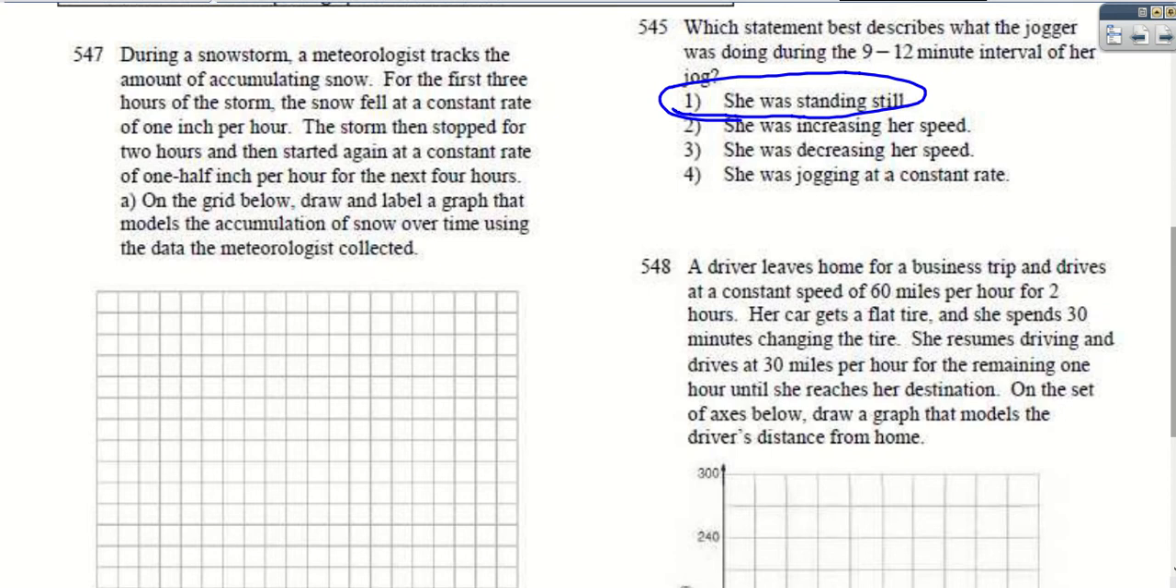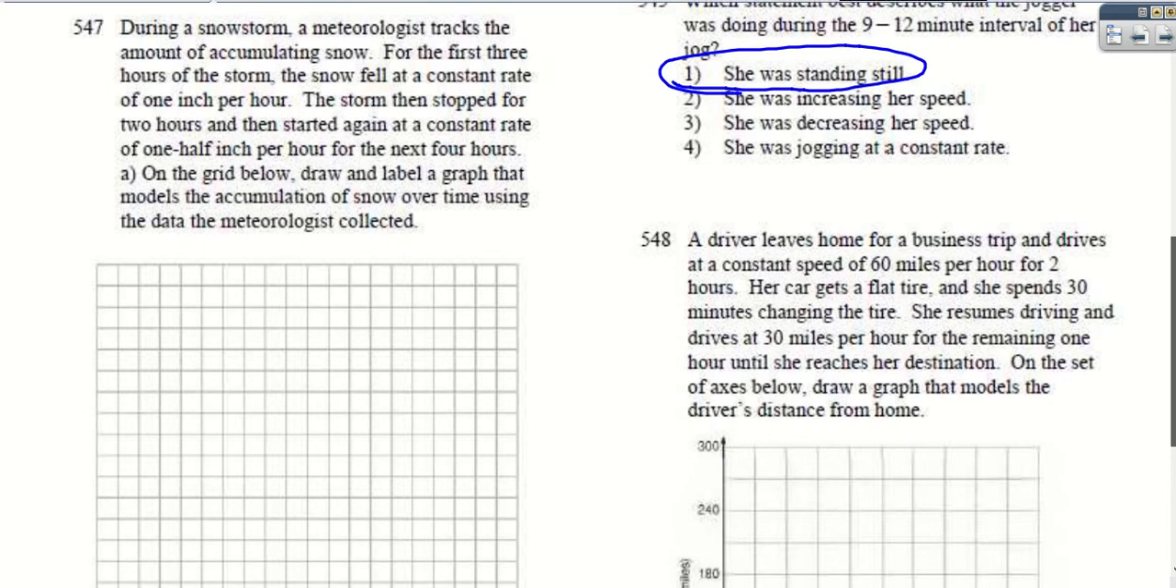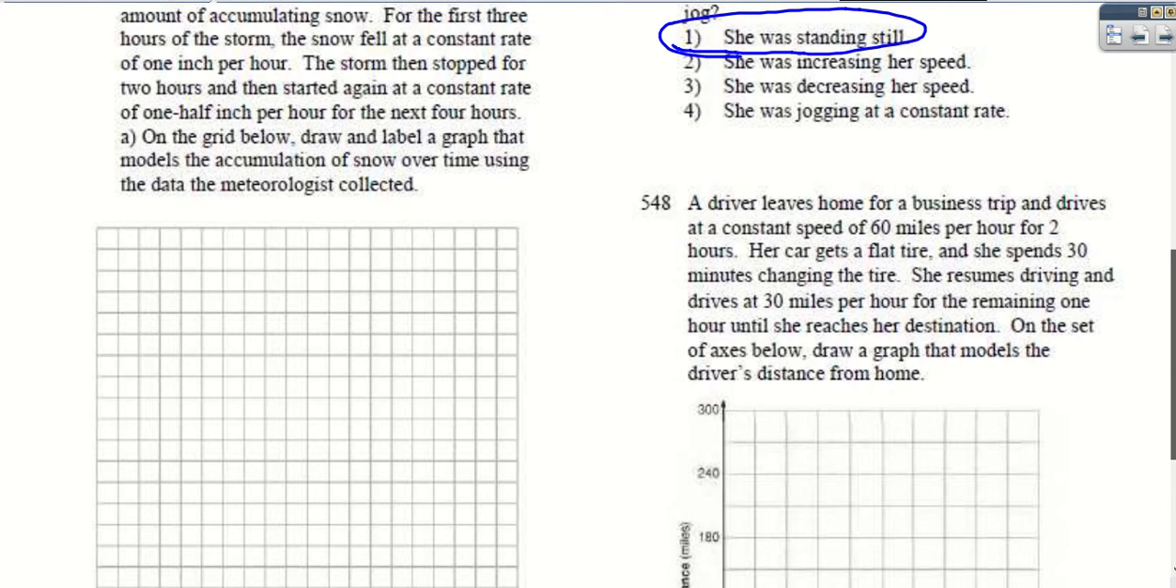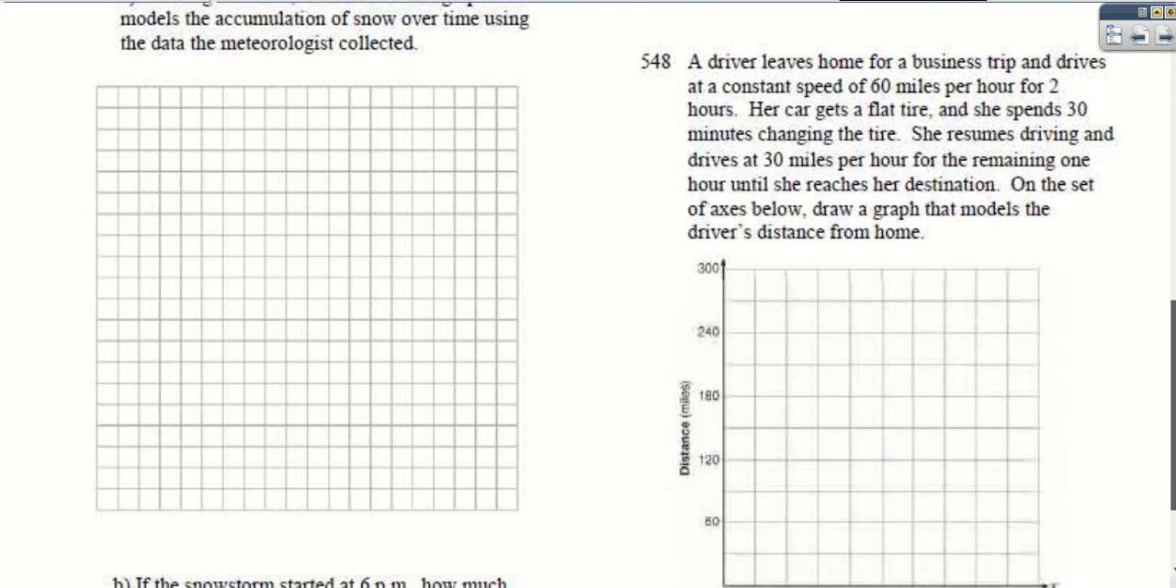During a snowstorm, a meteorologist tracks the amount of accumulation of snow. For the first 3 hours of the storm, the snow fell at a constant rate of 1 inch per hour. The storm then stopped for 2 hours and started again at a constant rate of 1/2 inch per hour for the next 4 hours. Draw and label a graph that models the accumulation of snow over the time the meteorologist collected.